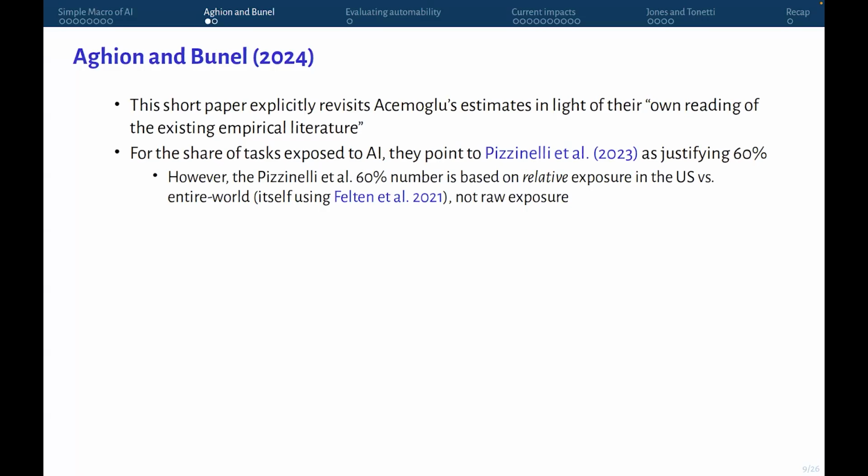I've tried to double check this a few times to make sure I'm not being an idiot, but I'm pretty sure it's completely wrong for them to use this Pizzinelli paper, because the Pizzinelli et al. 60% number, which is in the US, is based on the relative exposure in the US versus the entire world. So they're saying that you have a different automation index from Felten et al. And they're saying in the US, 60% of tasks are above the worldwide median of task exposure, which is obviously not just a raw measure of task exposure. If anyone else wants to look into it, I'd be curious, but basically I don't think you should count the 60%, but that's how they use it.